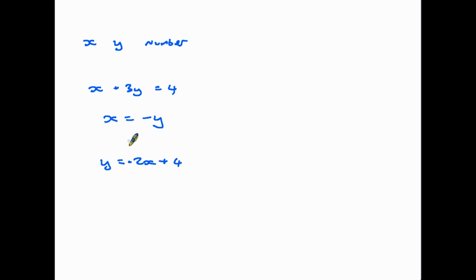There are no powers. The important thing is that if we see something that has an x squared or maybe an x cubed, it is no longer a straight line graph. It becomes a graph with some kind of curve.